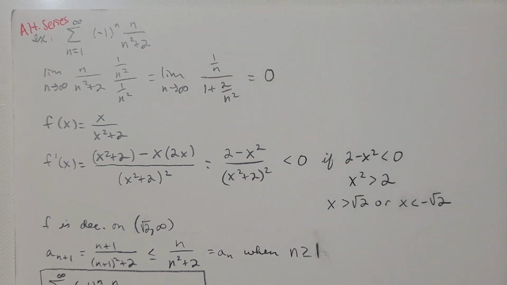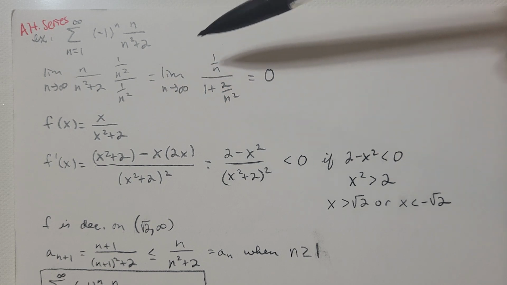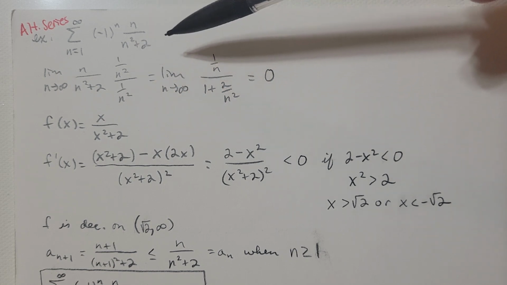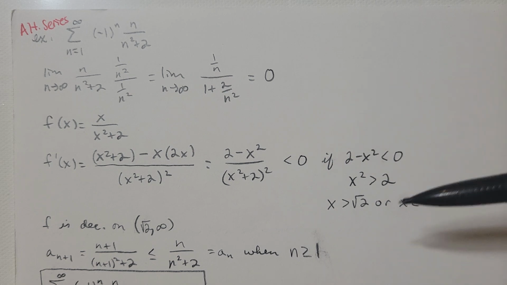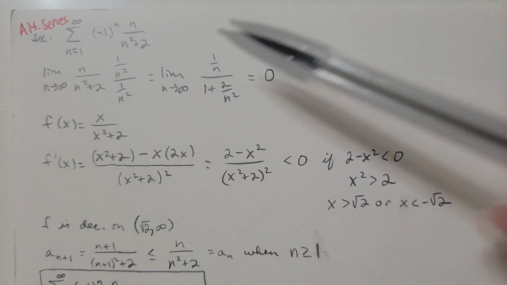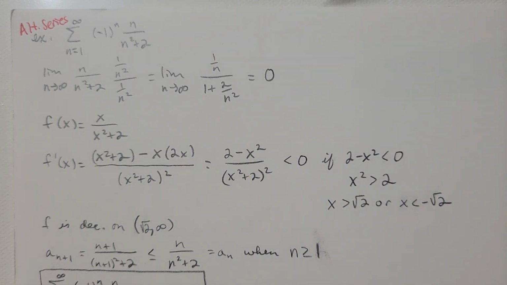Okay, so there's 2 things that have to happen for the alternating series test. First of all, the limit as n approaches infinity of the sequence disregarding the negative 1 to the n term has to be 0, and then the terms also have to be decreasing. Okay, so we got the limit as n approaches infinity of n divided by n squared plus 2.